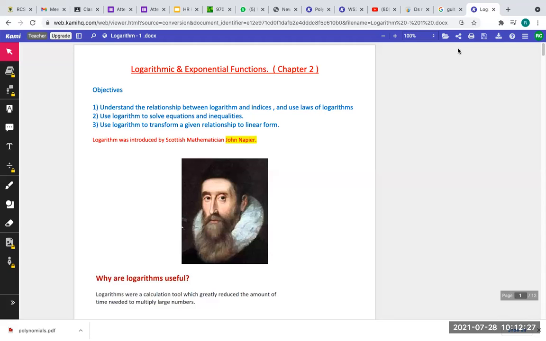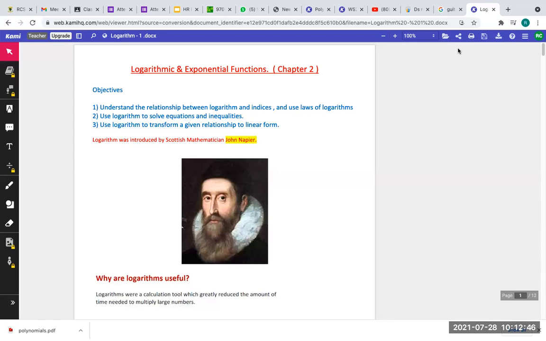Hi everyone, welcome to another Pure Math 3 topic. Right, today we are going to discuss a new topic, which is the second chapter in your textbook. The topic name is logarithmic and exponential functions.